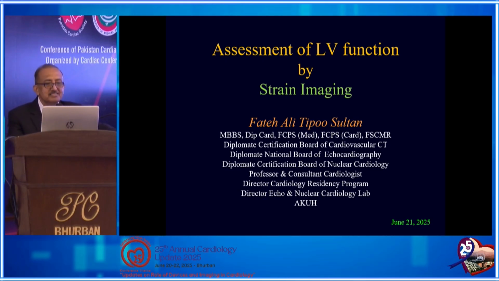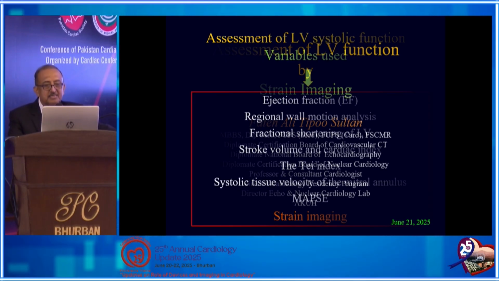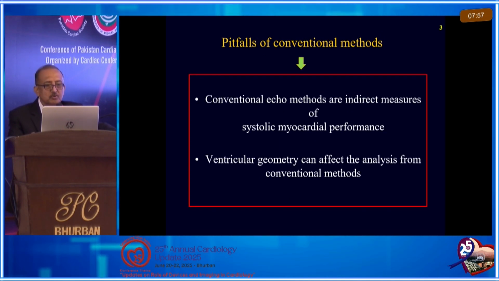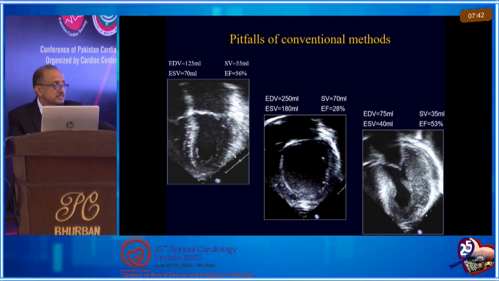Topic of my talk is assessment of LV function by strain imaging. There are different variables which we use for the assessment of LV function. I'm not going to discuss all these, but there are pitfalls of conventional methods. Conventional echo methods are indirect measures of systolic myocardial performance, and ventricular geometry can affect the analysis from conventional methods. So these are the pitfalls.